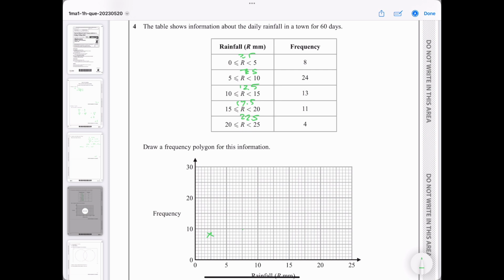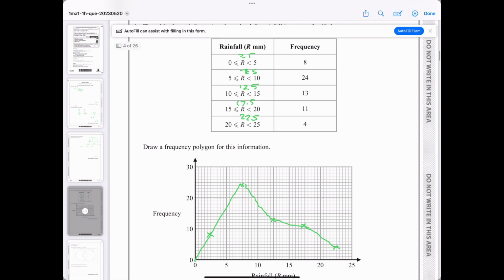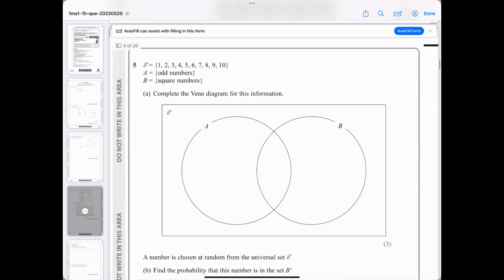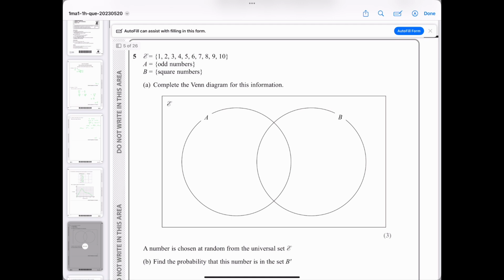So 7.5 and 24. I don't quite know what exactly this is trying to tell us. 12.5 and 13, 17.5 and 11, and then just make sure you plot the points in the right place, and then join them up. And you don't join them up, I don't think, with a particularly... I think you can actually not do it in a fluid way, in the way that you would do something else.